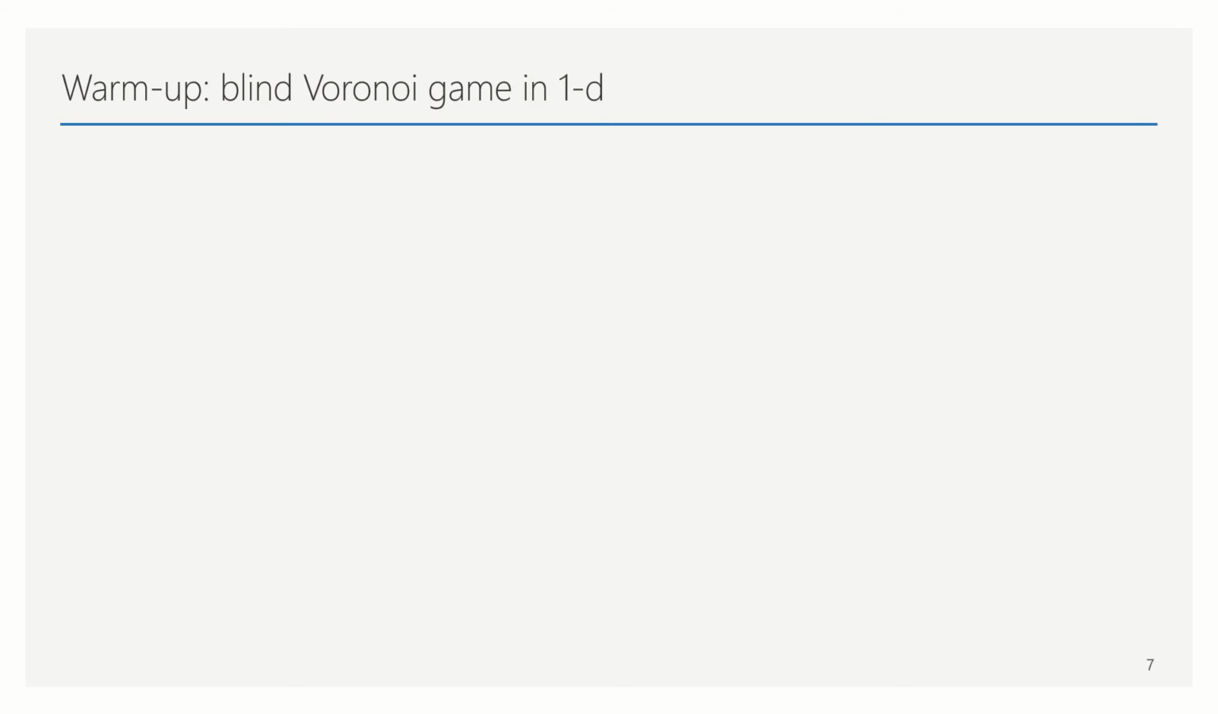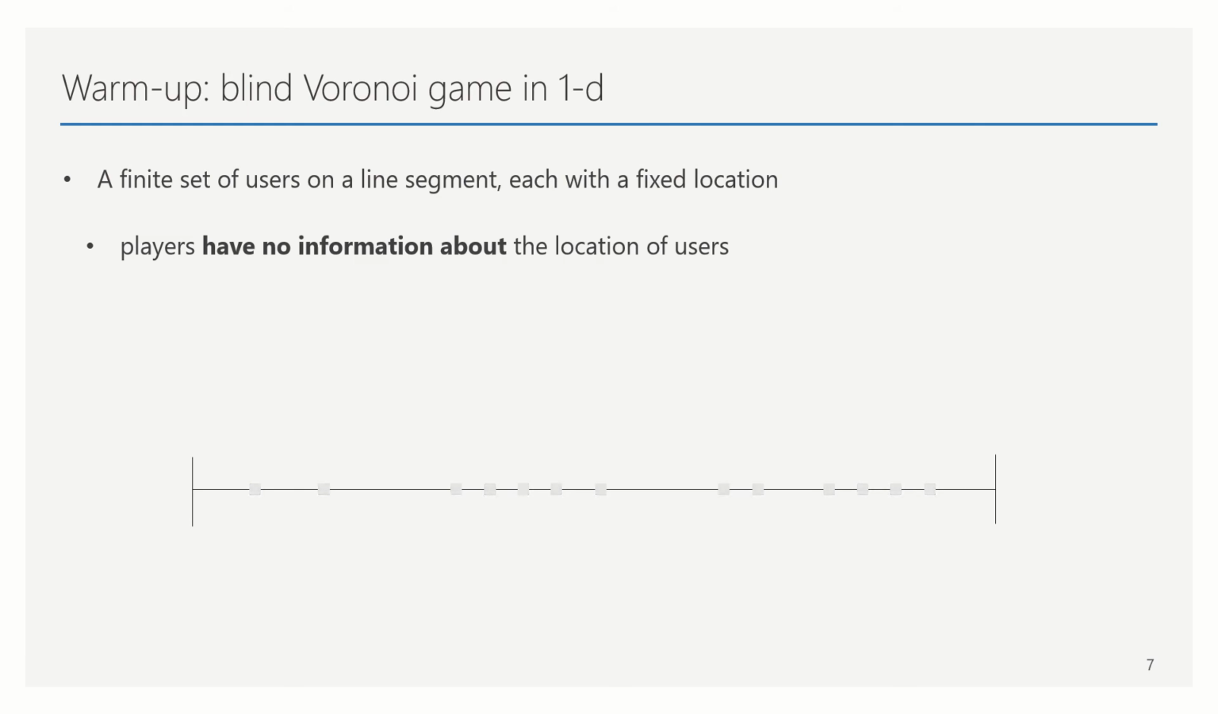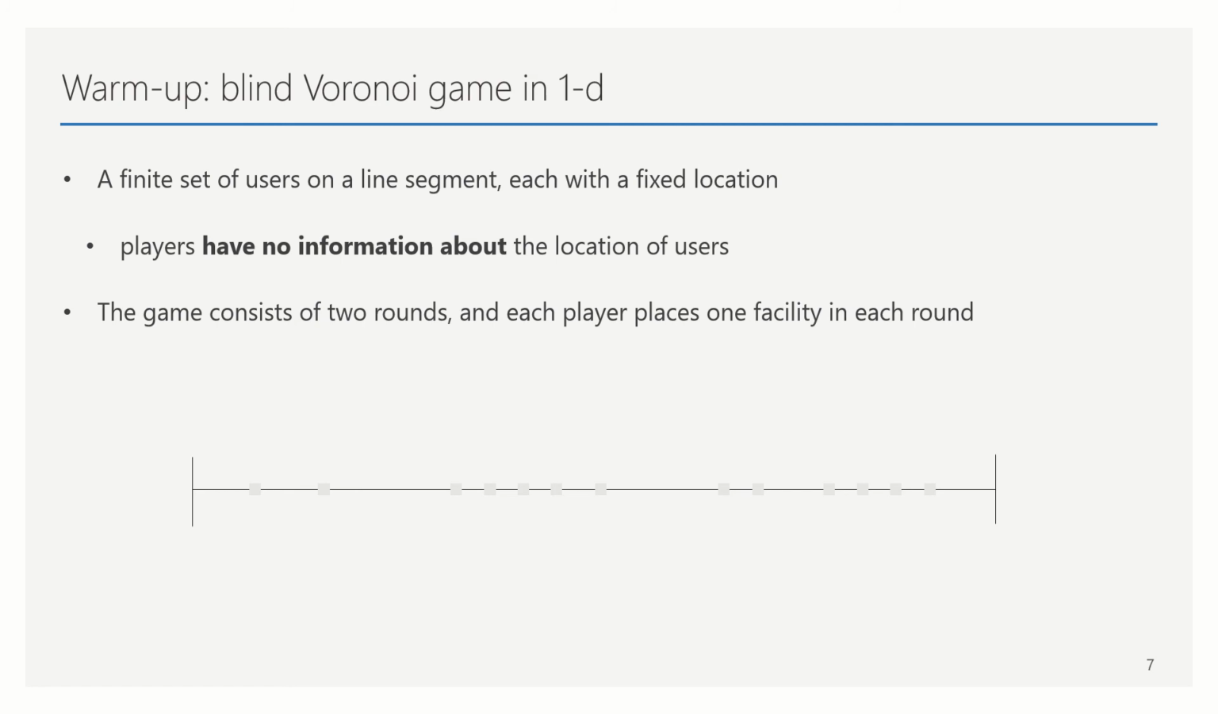For instance, here we consider the 2 round discrete blind Voronoi game on a line segment. It's the same as a regular version of the game, except there is no information about users' distribution for all players. And players compete over the users in 2 rounds with one facility for each player in each round.